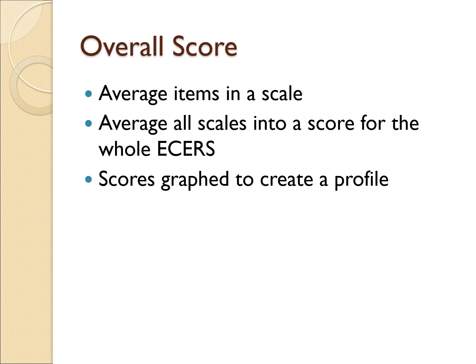So once you've got the checklist completed and all of the items rated, then you average the items in a particular scale. And then you average all of the scales into a score for the whole ECERS. And you can even graph those individual scale scores to create a profile. And so you can get one overall score for the ECERS, along with scores for each of the ECERS items and each of the scales.